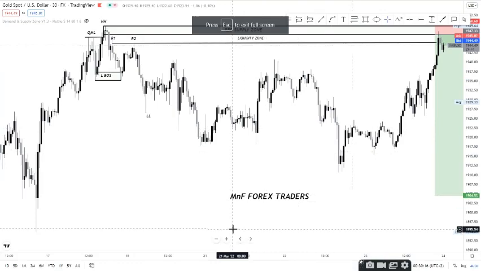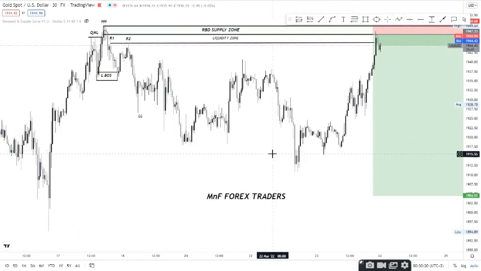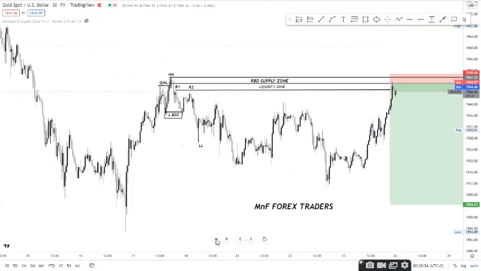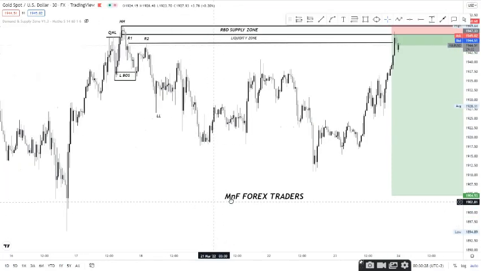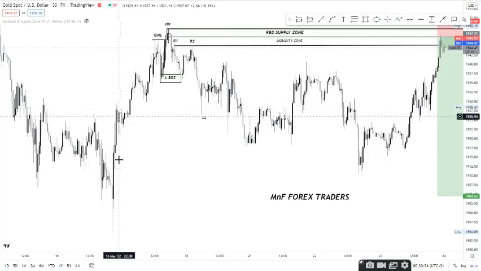So I'll just be pointing out everything. So let's go. Remember, I said that you want to make sure that the market is in a short term or long term trend, or uptrend in this case. So what we have here is the market making a series of higher highs and higher lows.